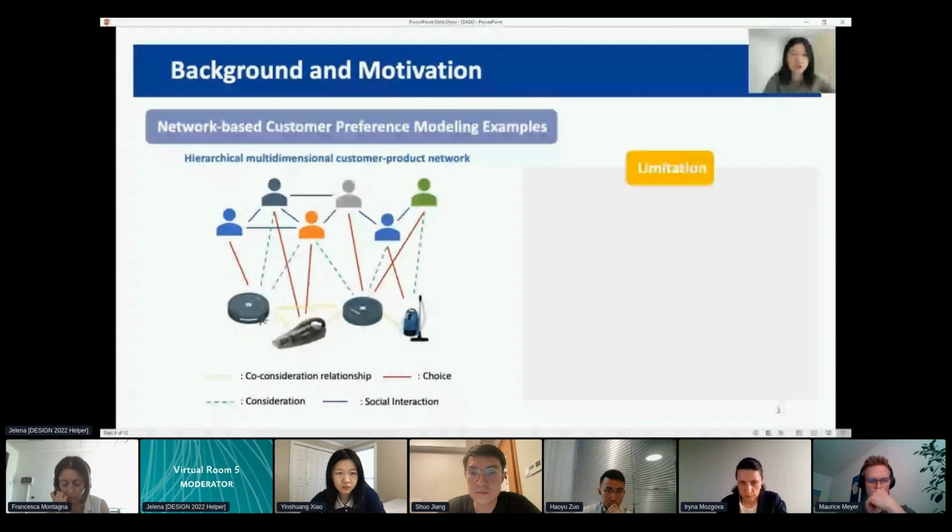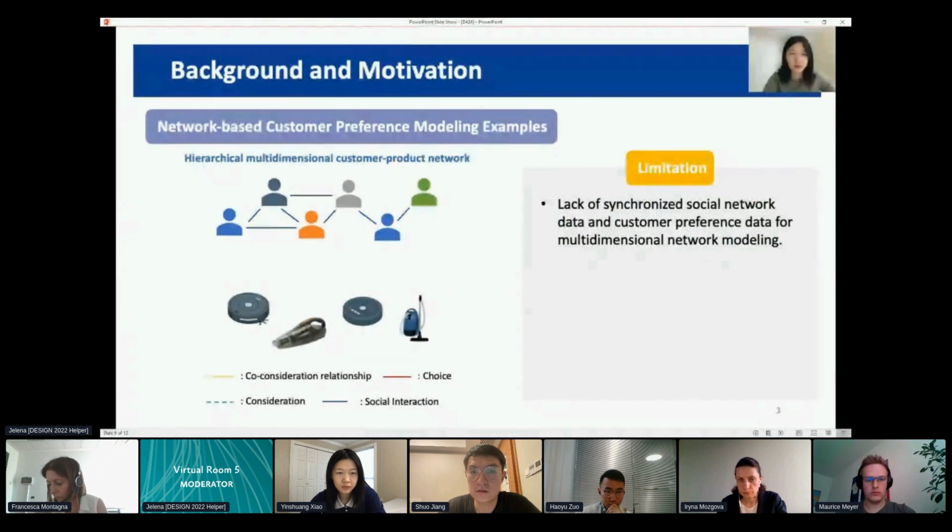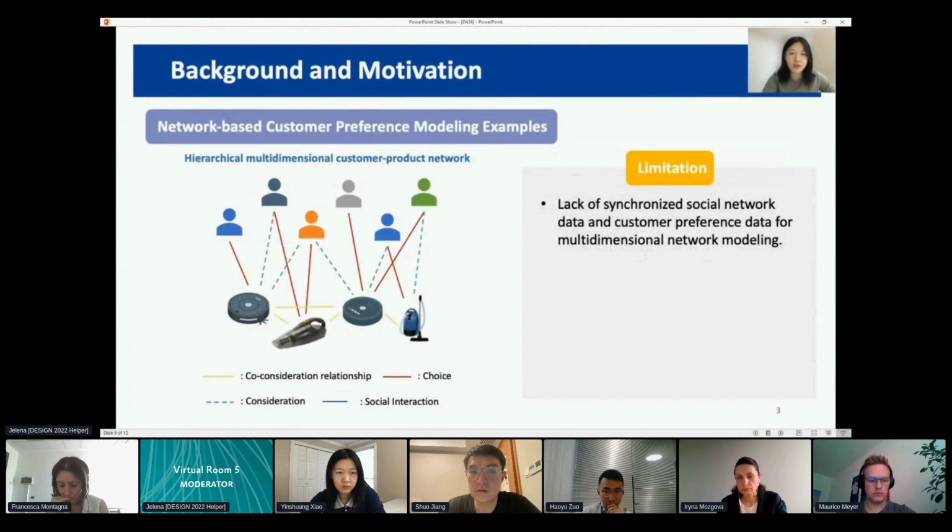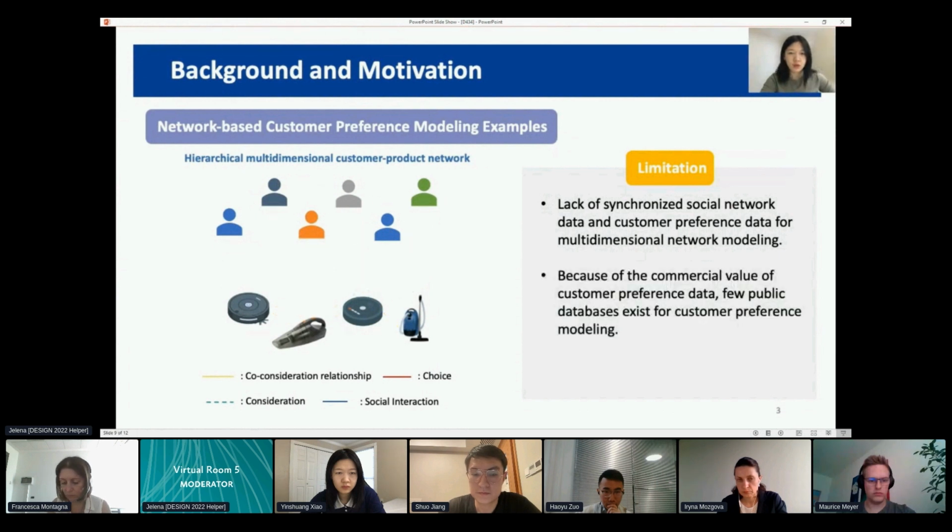However, one essential limitation of conducting such a comprehensive study is data availability. It can be represented as some of the existing data lacking synchronized social network data and customer choice data. What's worse, because of the commercial value of customer preference data, there are few public databases that exist for customer preference modeling.